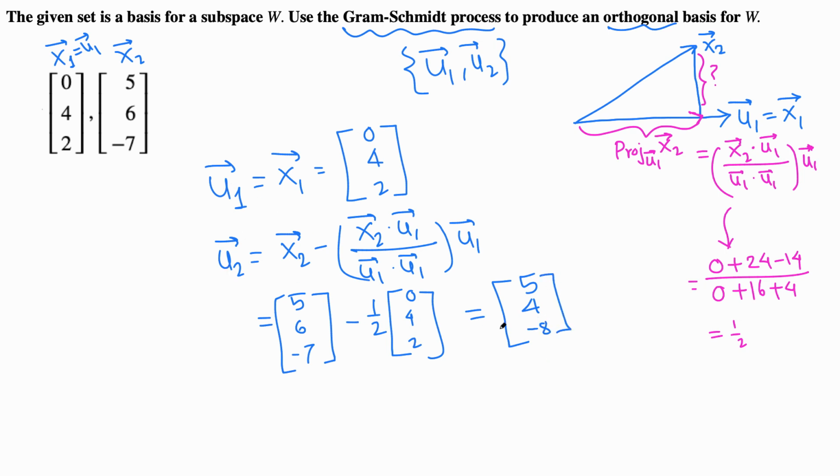So u1 and u2 form an orthogonal basis. You can check that if we multiply these two vectors u1 and u2, the inner product or dot product is 0. So u1, u2 is the answer.